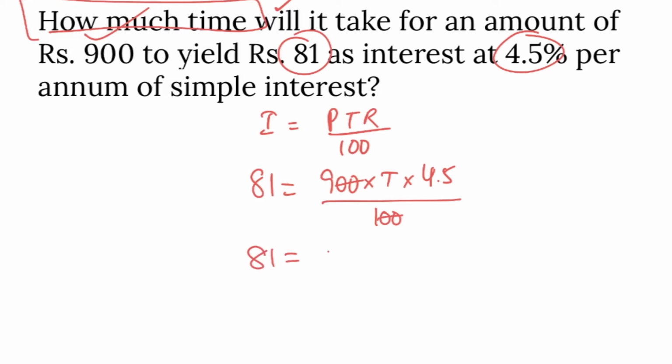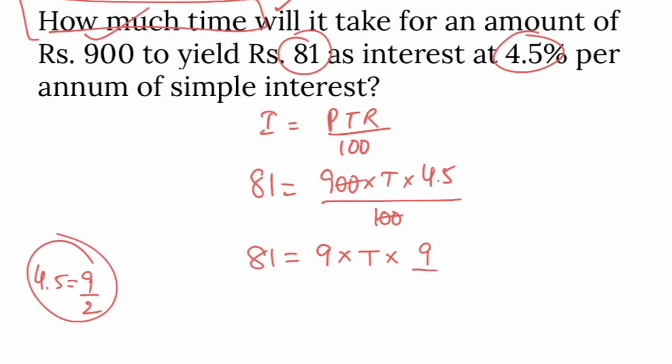81 is equal to 9 into t into 4.5. 4.5 is half of 9, 9 by 2. So I can write 4.5 as 9 by 2. Now 9 ones 9 times 81. 9 ones cancel. So time period is 2 years.